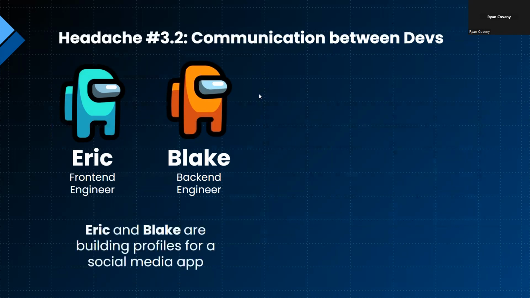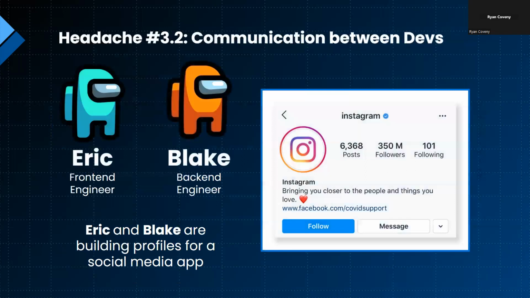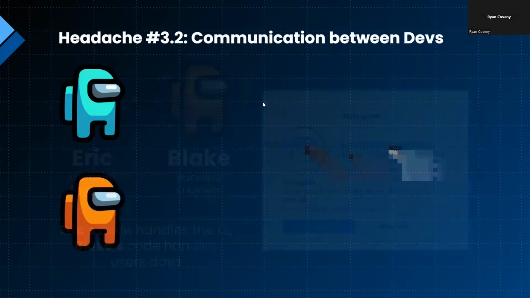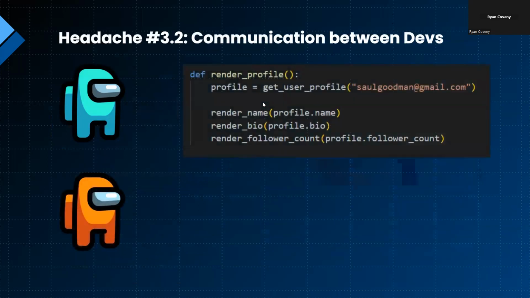So again, they're building a profile feature for a social media app. Imagine something like Instagram's profile page. Eric is responsible for writing the UI, and Blake is going to be responsible for the code that handles user data. So let's say Eric is writing this function here that renders a profile, right? Right here, he assumes that he's going to get this function called get user profile, which will basically return to him a profile object. Are most of us here familiar with classes and objects? Okay, so yeah, basically, TLDR, a class allows us to group several variables together.